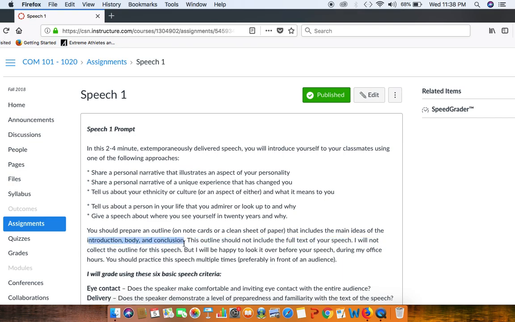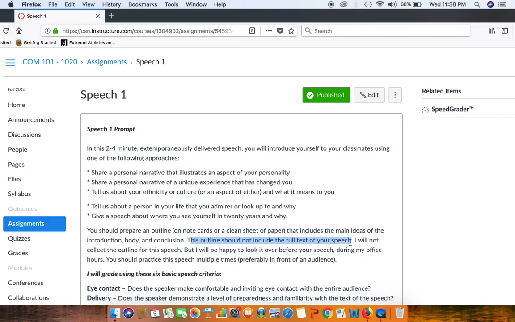And I'll post some examples of introductory speeches. In fact, I'll give you my speech 1, and I'll post it by the end of this week. And then I'll also post some sample speeches that do these examples. So this outline should not include the full text of your speech. If it includes the full text of your speech, that's a manuscript. That's not the kind of delivery that we're practicing.